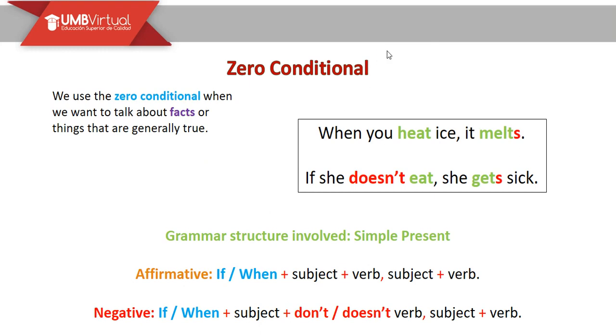We have the use of zero conditional. Entonces tenemos 4 condicionales. Vamos a ver el condicional cero. When do we use it? What is the use for? We use the zero conditional when we want to talk about facts or things that are generally true.